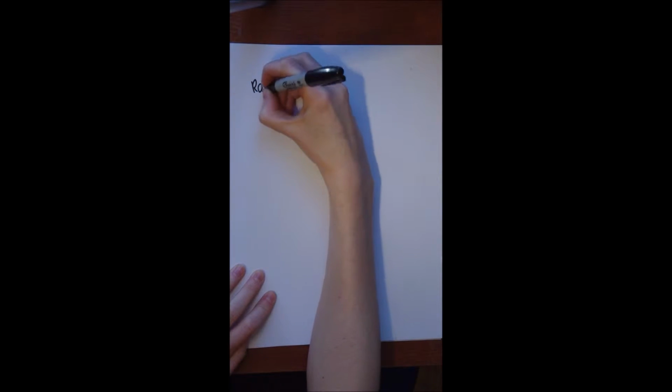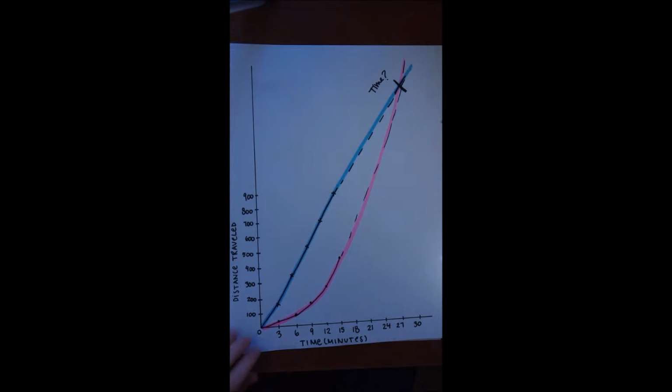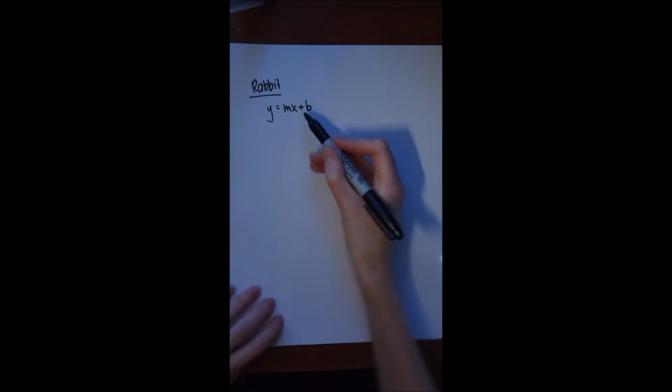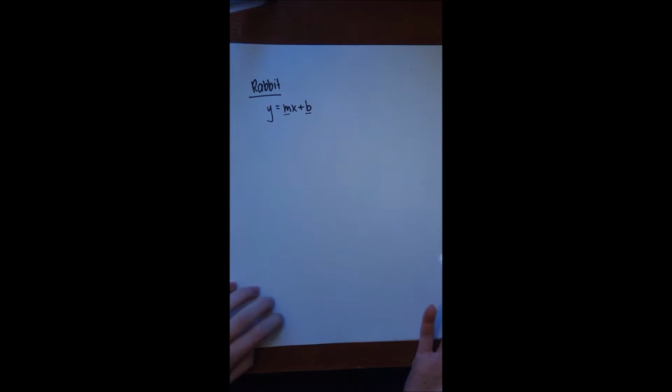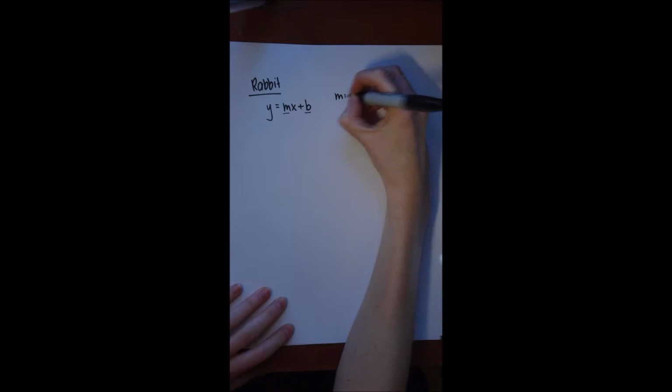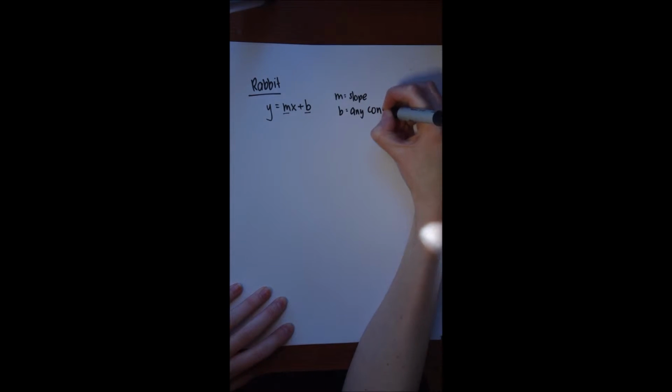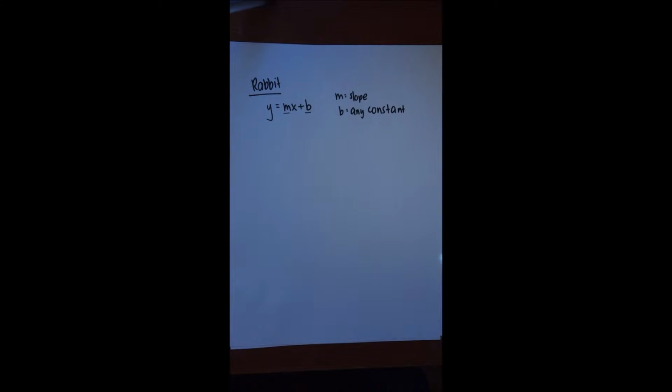So first what we're going to do is create an equation for the line of the rabbit. Since we know the rabbit is traveling in a straight line based on our graph, the general equation of a straight line is y is equal to mx plus b. Here m is our slope, while b is a constant, so any number. So m is slope, b any constant. This could be 5, 10, 15, 20, any number. It could be 500, 700, no one knows.